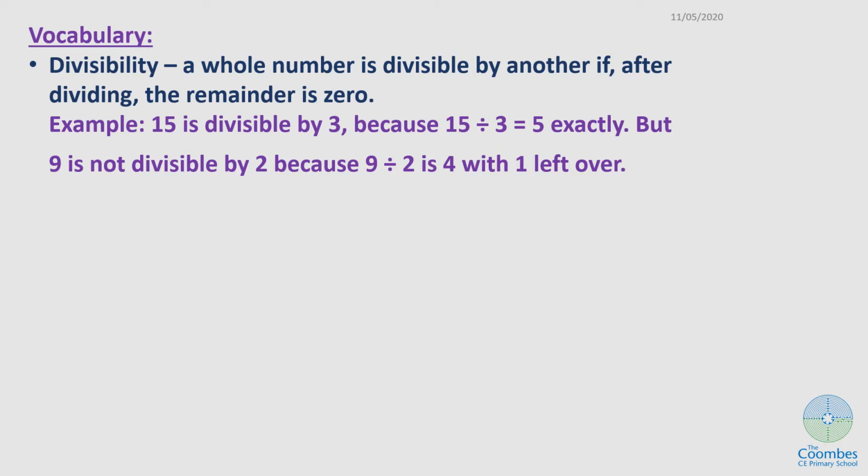There is this vocabulary I want you to take note of: divisibility. A whole number is divisible by another if, after dividing, the remainder is 0. Example. Now, is 15 divisible by 3? Yes, because 15 divided by 3 is 5 exactly.